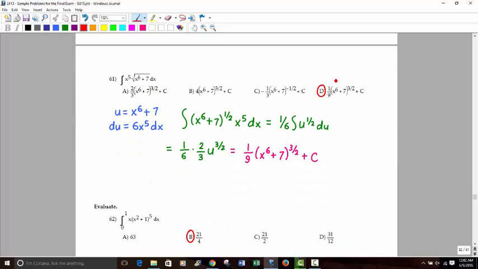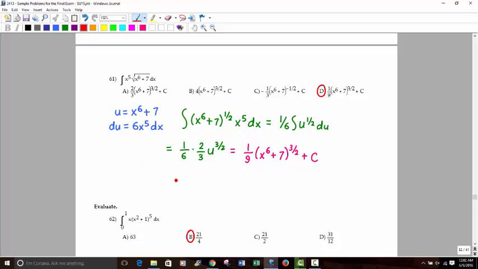Number 61. Substitution, where you let u be x to the 6th plus 7. So that makes du equal 6x to the 5th dx. So once again, I didn't show the 1/6, but you divide both sides by 6. So 1/6 du would equal x to the 5th dx.